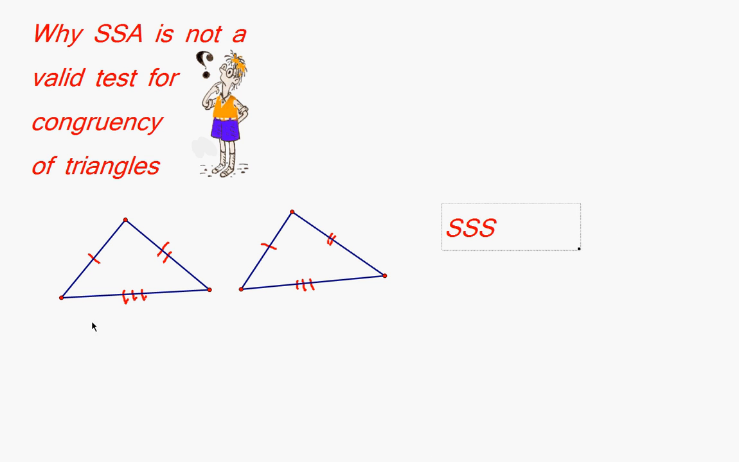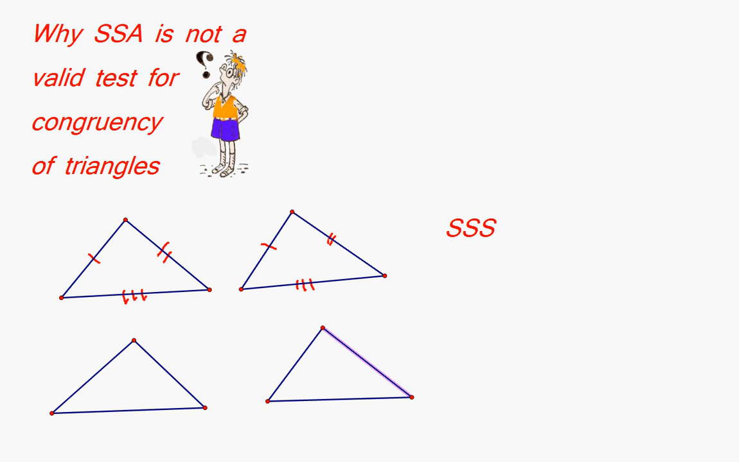The other test for congruency will be the test that allows you to get away with just 2 sides, but you need an angle in between. So about these 2 triangles, you know that these 2 sides are congruent, and these 2 sides are congruent, and also you know that the angles between those 2 sides are congruent. Then we can say that these triangles will be congruent according to the side-angle-side test.